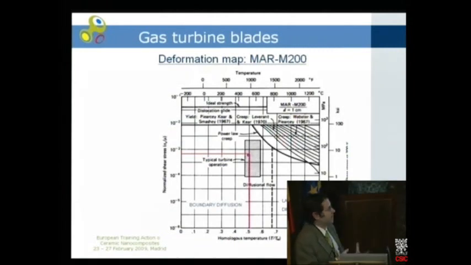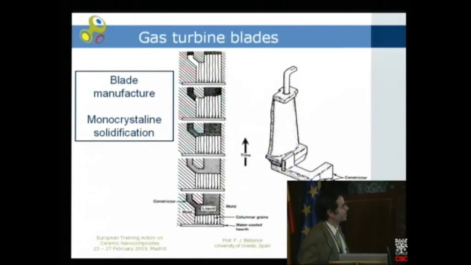The better way will be to completely eliminate these grain boundaries, so to make a blade monocrystalline. And this is the way these blades are made at the moment. This is a small scheme of how this can be made.